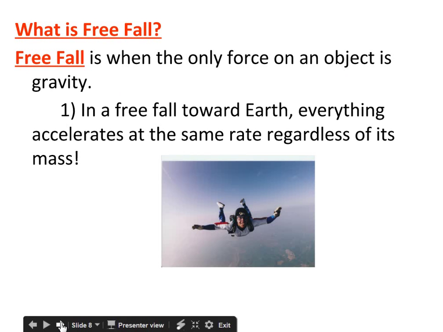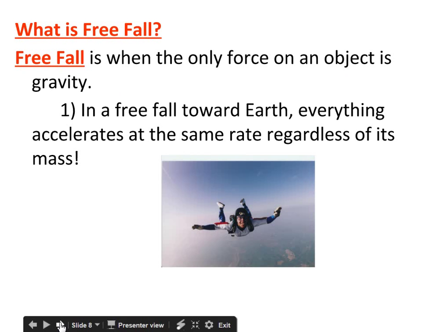But if you're near Earth, one interesting thing about free fall is everything accelerates at the same rate regardless of the mass that it has. Everything accelerates, so that means it gets faster and faster towards Earth at the same rate regardless of the mass. So it doesn't matter how much something weighs if it's falling towards Earth. It's going to accelerate at the same rate, regardless of its mass.